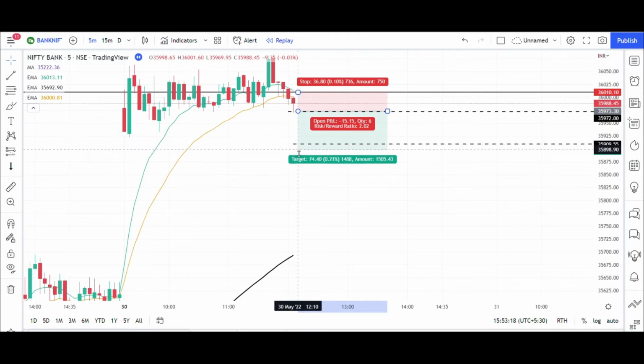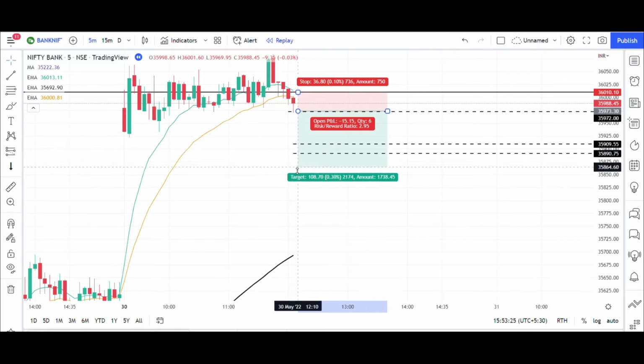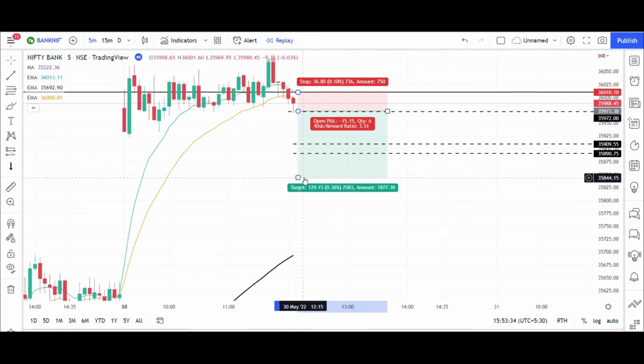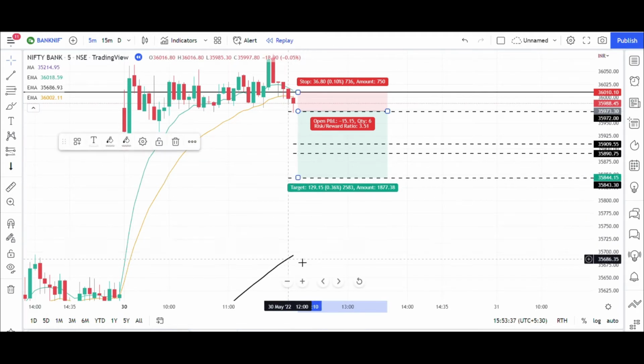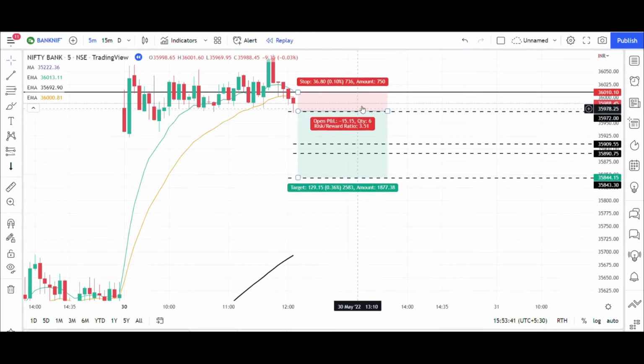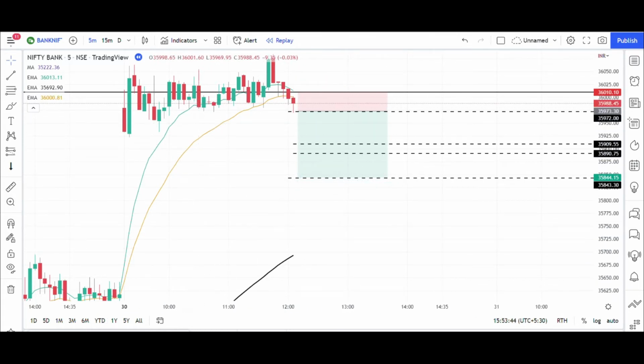Then it was 1:2. We will consider 2.2, something like this. Then 2.5. 2.5 is also there, but it doesn't give you much, because our stop loss is very tight. That's why this risk reward is showing us big. So let's go with 3.5. And in the ultimate case, we will go with this 100 exponential. Let's see if we can achieve this quick counter short trade in this scenario or not.